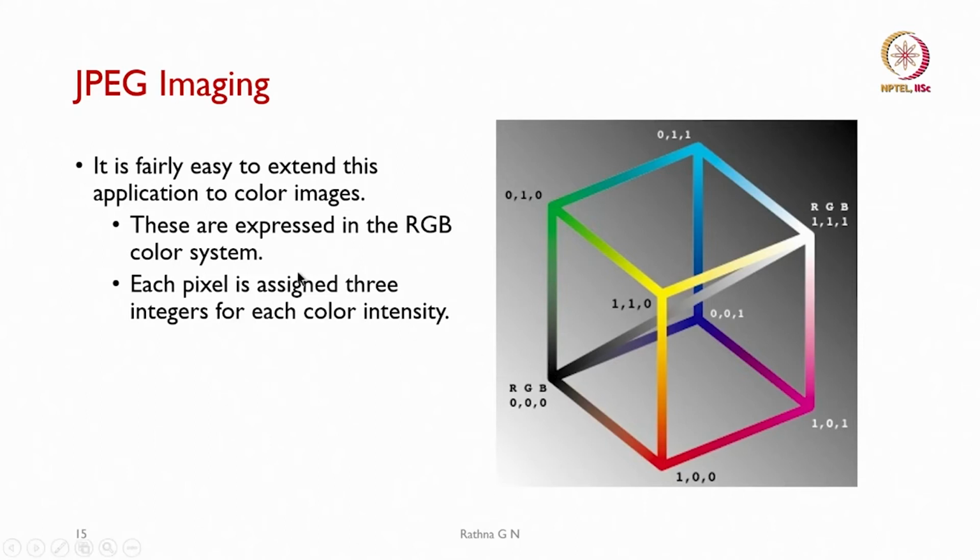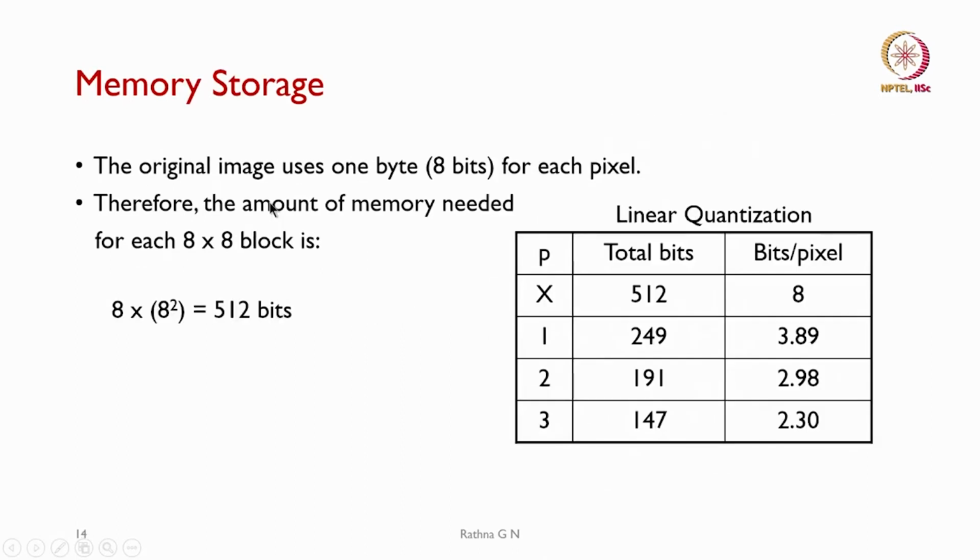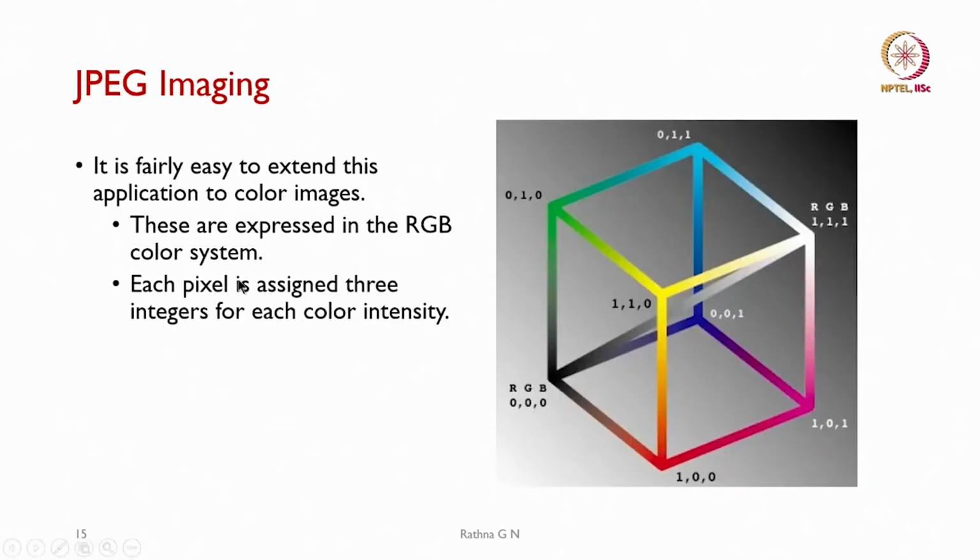We have seen the JPEG imaging. What it says is that it is fairly easy to extend this application to color images. What we have seen was the black and white in the previous case. So, you will be wondering, this is for the black and white. When I use color, as we discussed in the first class of DCT, it has to be represented in RGB. So, we will be multiplying by 3 colors basically. So, you will see that each pixel is assigned 3 integers, one for each color intensity.